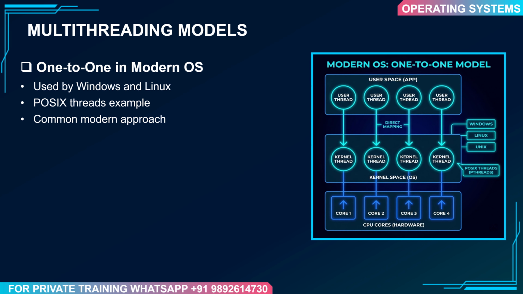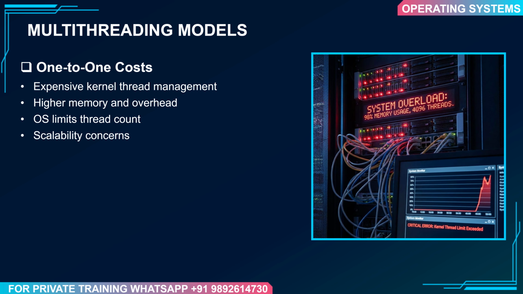This is why most modern operating systems prefer the one to one model. Windows, Linux, and modern Unix based systems largely follow this approach. For example, when you write a multi threaded program using POSIX threads on Linux, each thread is typically implemented as a kernel thread. However, the one to one model also has costs.